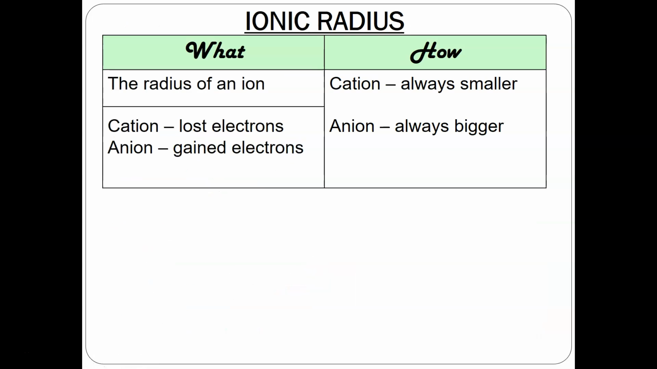Let's look at ionic radius. Okay, well, it's the radius of an ion. Remember, a cation loses electrons and an anion gains electrons. This time the pattern is going to be that cations are always smaller and that anions are always bigger.